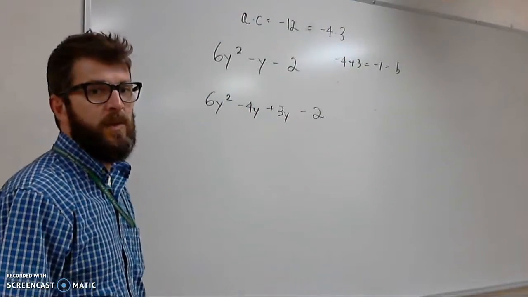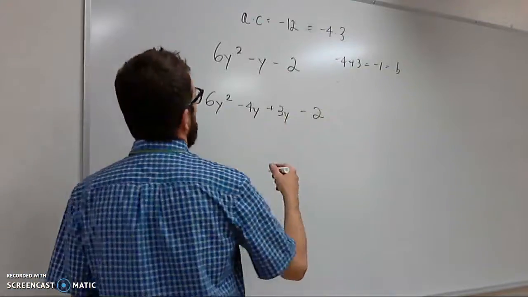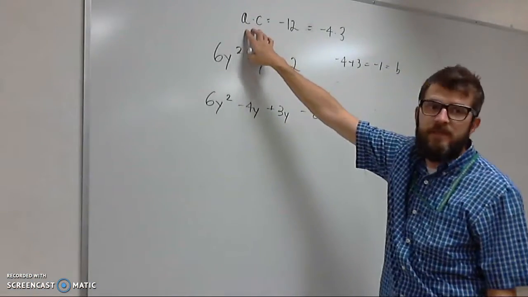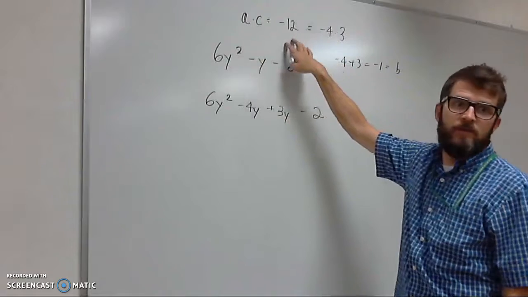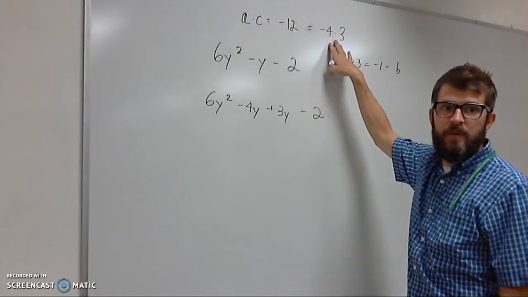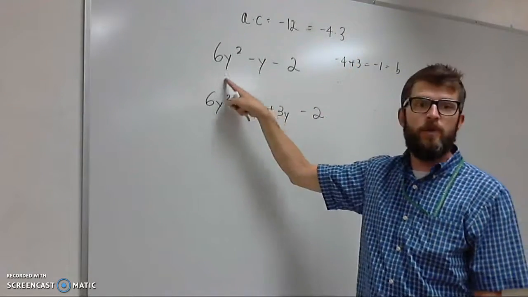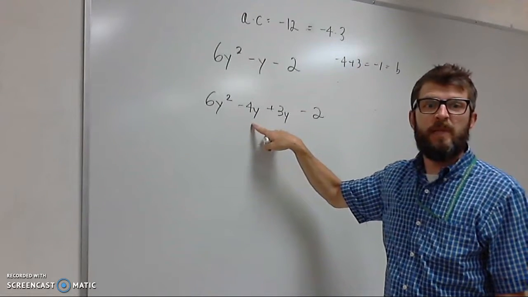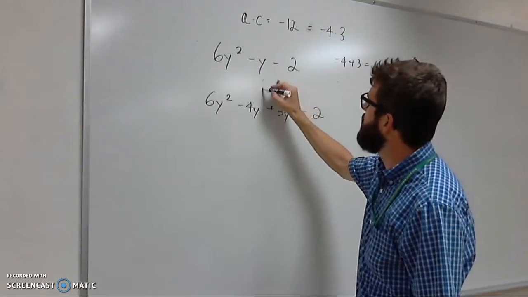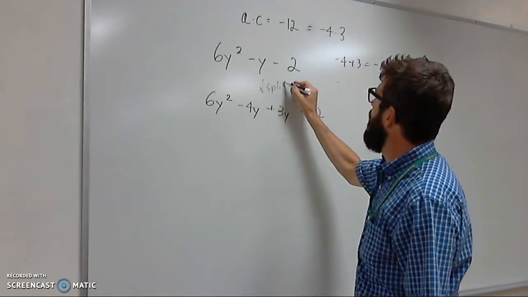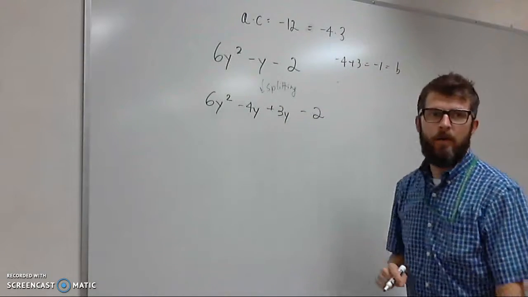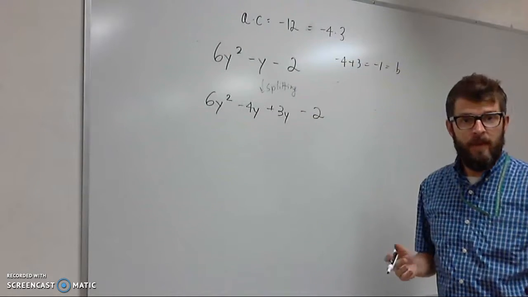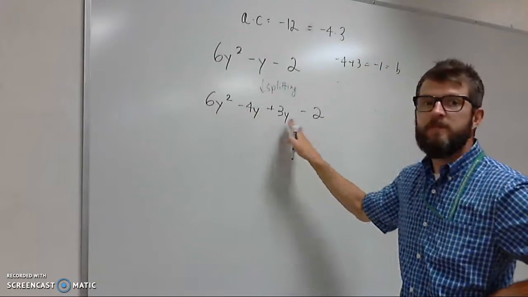So this is effectively the same thing, just written a little bit different. All right? So that's the next step in your AC method. Figure out what A times C is, find factors of A times C that add up to B, and then you rewrite your original expression, but what you've done is you split the middle term. So what you're doing here is called splitting. All right? Now what you want to do, you've got 4 terms here.